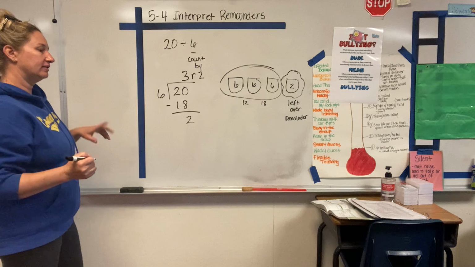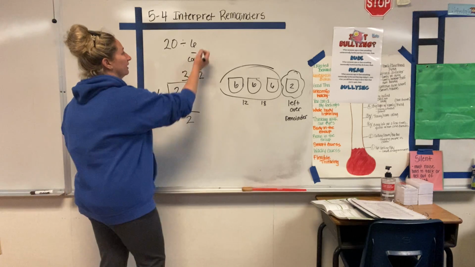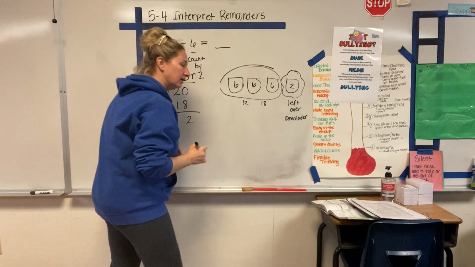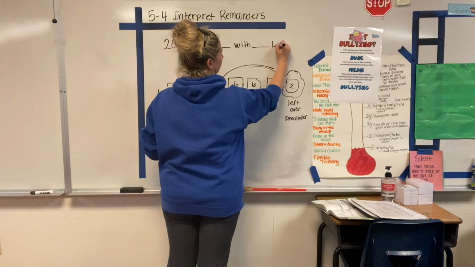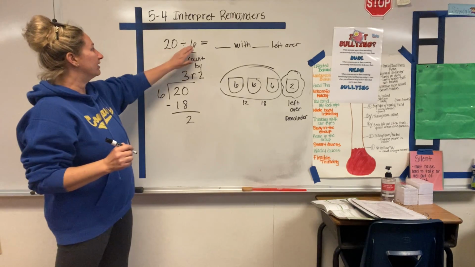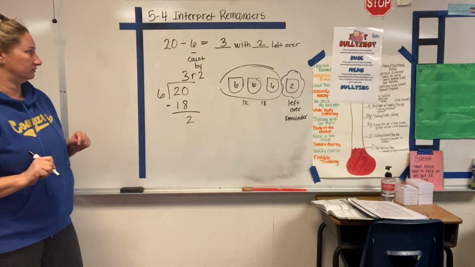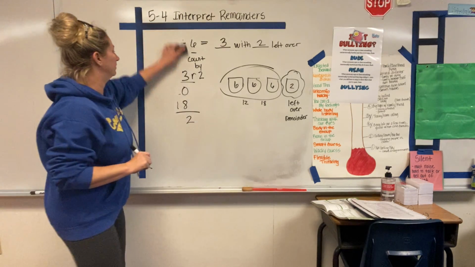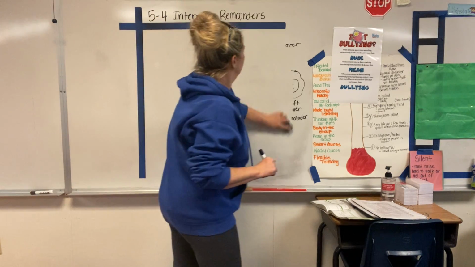So you write remainder 2. Okay? Now I think in the book, they're having you write it like this. They're giving you the division problem, and then there's a blank, and then it says with, and then a blank left over. Okay, so to fill it out in the book, we would write 20 divided by 6 equals 3 with 2 left over. Okay, so I'm going to erase that. And we'll try another one without a picture. I know I said that last time, but this time I mean it.